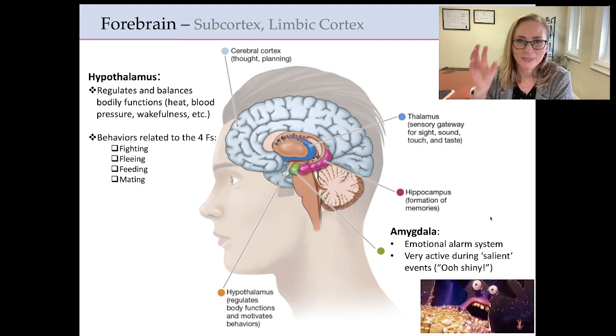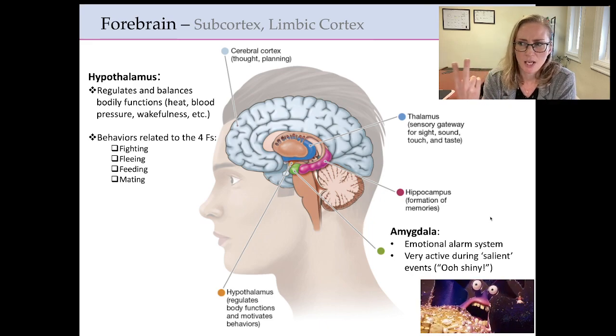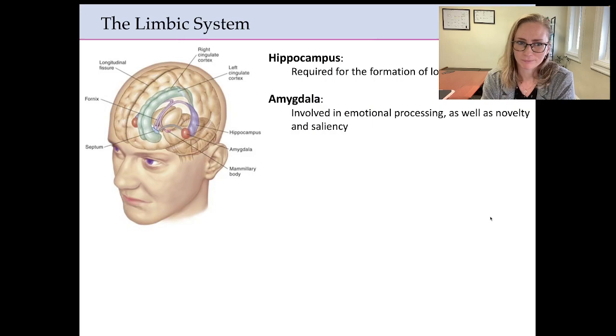So any emotional content, anything that is like new and shiny and weird and out there, right, where the brain doesn't really know what to do with it, amygdala comes online for all of that. And we'll talk about that more when we do emotion. But for now, think emotional and salience. Salience just meaning important, it stands out. The ooh, shiny effect. Okay. So the amygdala and several other structures compose what we call the limbic system.